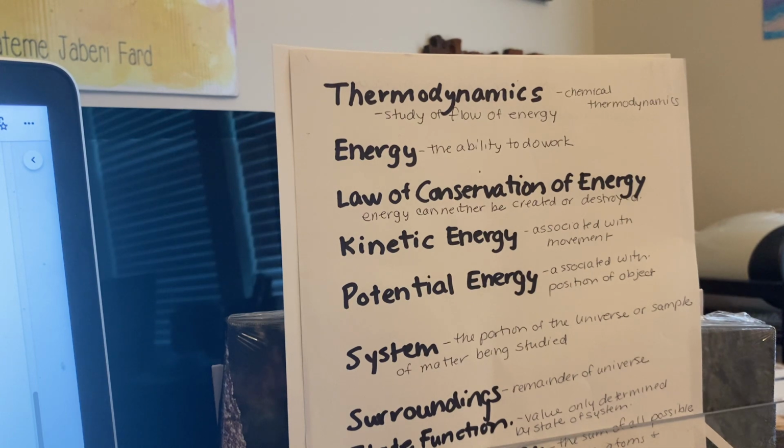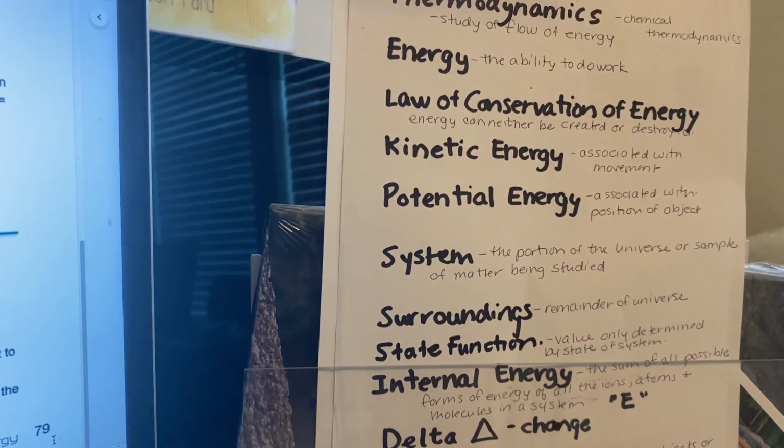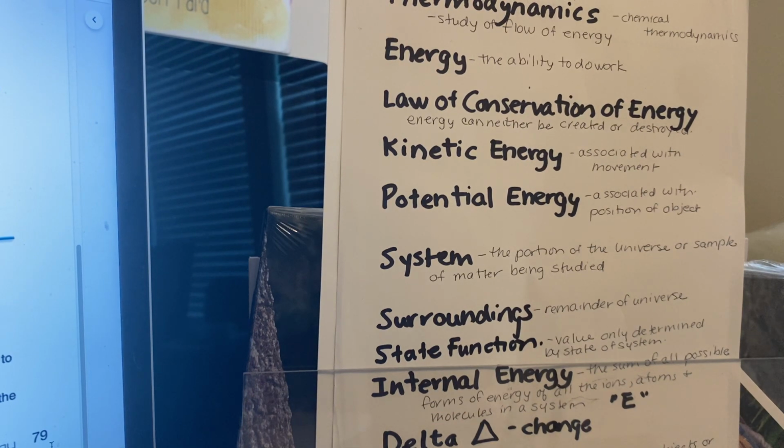And on to kinetic energy. Kinetic energy is associated with movement. Potential energy is associated with the position of the object. And a system is the portion of the universe or sample of matter that we're studying. So that little system that we're studying, and the surroundings are the remainder, outside of that. So just know that. The state function is a value only determined by the state of a system. So basically that value is only determined by where you're at in that system, okay? Internal energy is the sum of all possible forms of energy in all the ions, all the atoms, and all the molecules in that system. That is going to be all of its internal energy.